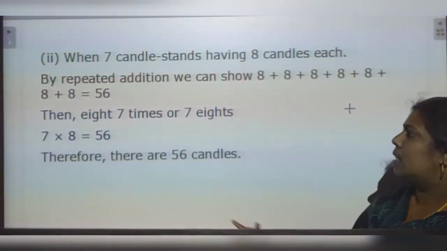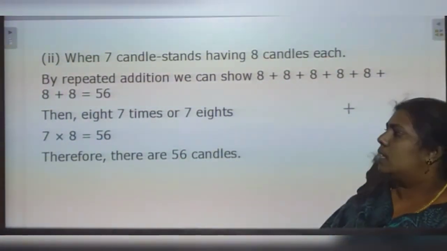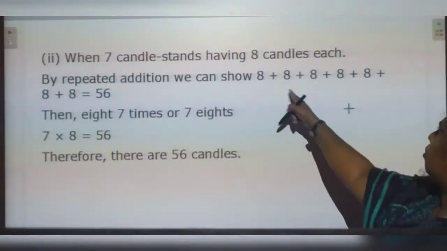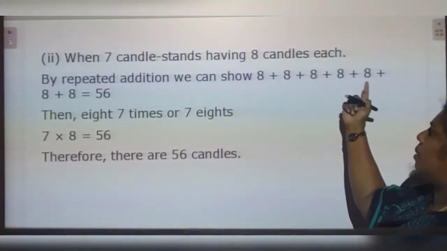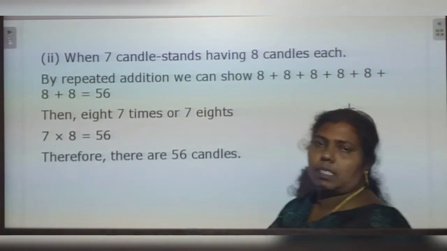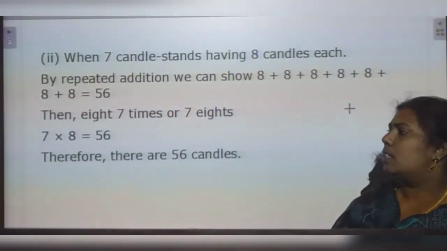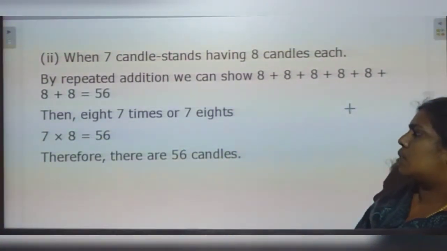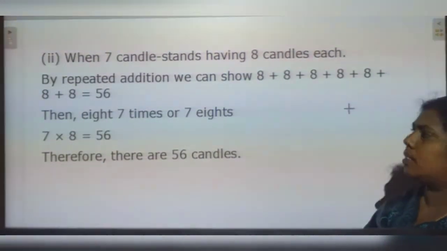So here, how many times is the 8 there? 7 times, right? You can say 7 times or 7 8s. 7 8s are how much? 56. If you add these numbers, what is the answer? 56. Instead of adding, we can use the multiplication fact, right? So 7 times 8, how much? 56. So here, how many candles are there? 56 candles, right? Yes.